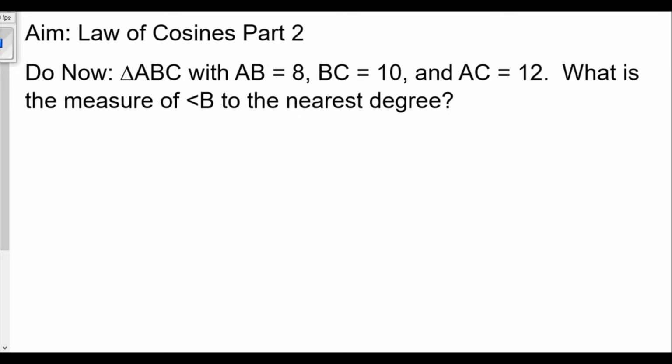Hey everybody, welcome back. We are now doing part two of law of cosines. Here we have a situation where triangle ABC has a side AB equal to 8, BC is equal to 10, and AC equals 12. What is the measure of angle B to the nearest degree? Well, let's take a look.